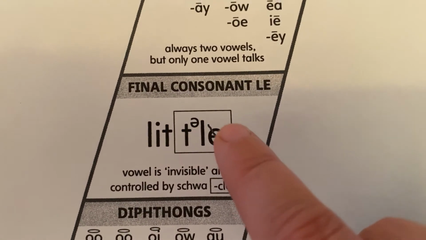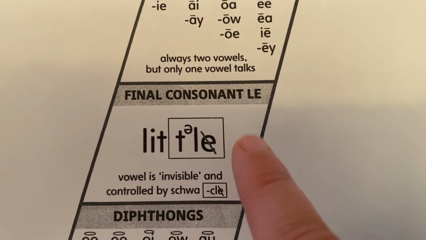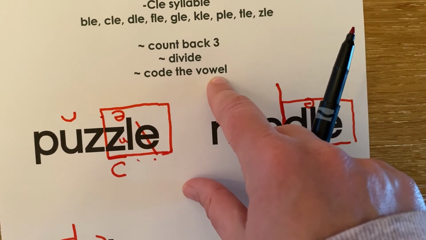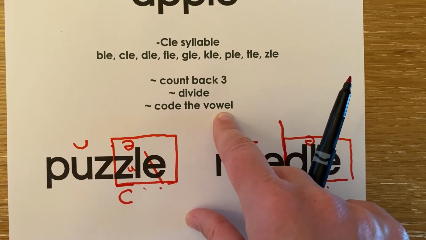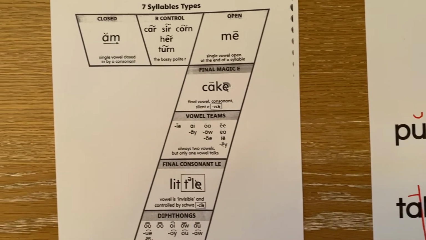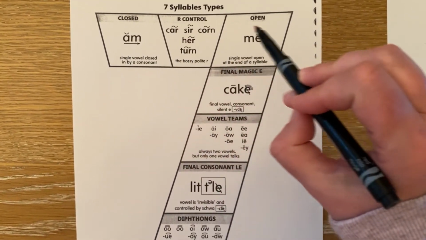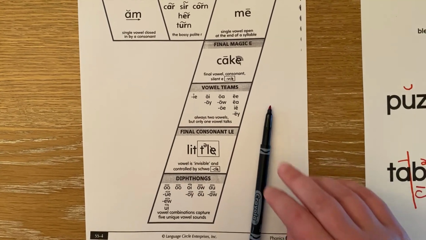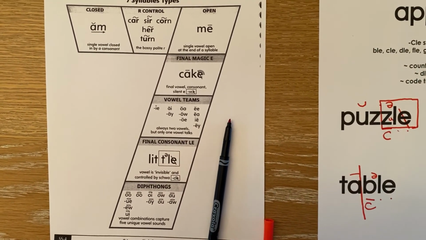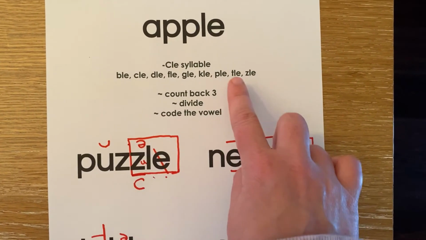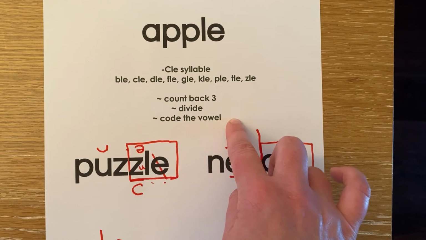To decode a consonant LE syllable that we don't know how to read, remember, count back 3, divide, and code the vowel. Where can you look to help yourself if you don't know how to code that vowel? You check your 7 for all of the syllable types that you already know. Boys and girls, today you are going to practice reading and you are actually going to mark up and code words by counting back 3, dividing, and coding those vowels.